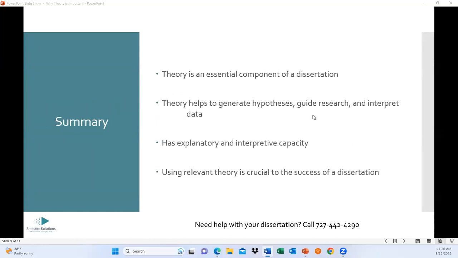Okay, and here's the summary. Theory is an essential part of the dissertation. As such, I wouldn't leave it to the end. It's one of those fundamental parts of the study. I wouldn't push it aside and not think about it and then come back and go, oh, I need a theory. Make it part of your thinking when you're deciding what you're going to study and why and the direction you're going to take.